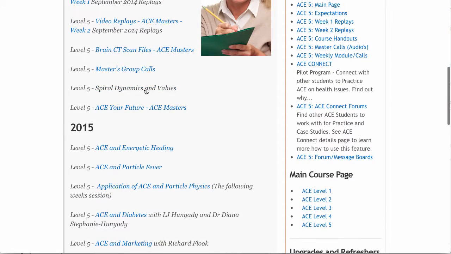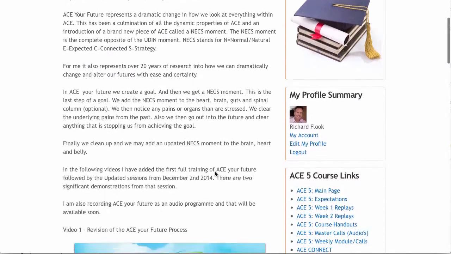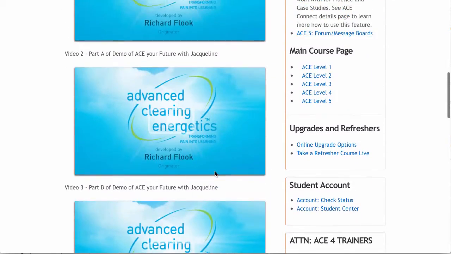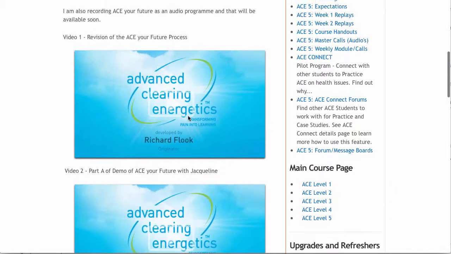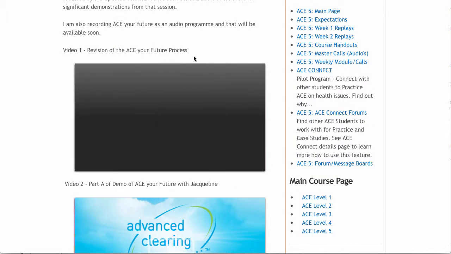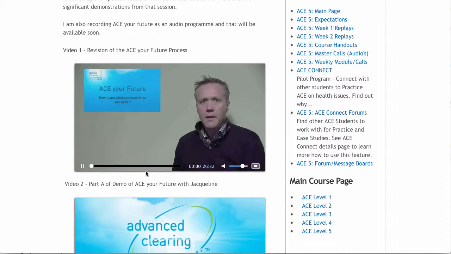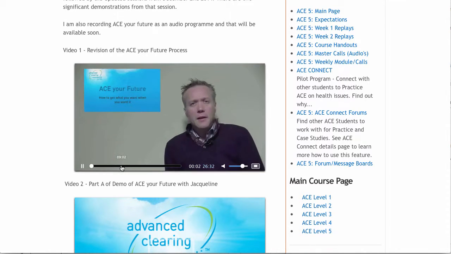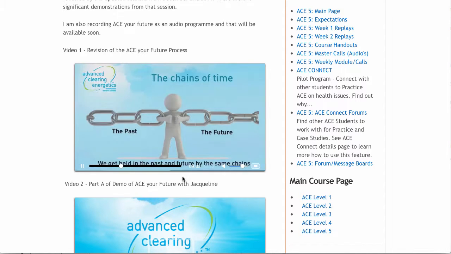And then spirodynamics of values. Another wonderful thing is Age of Future, which is absolutely amazing. I suppose it's a revision of the Age of Future process. I think I actually delivered it once. So welcome everybody. It's Richard with a bit of a bad hair day. Probably haven't slept that night or something. As far as Age of Future.